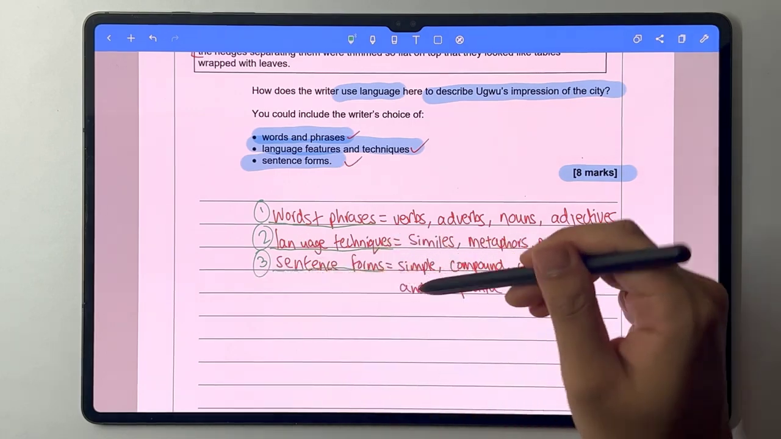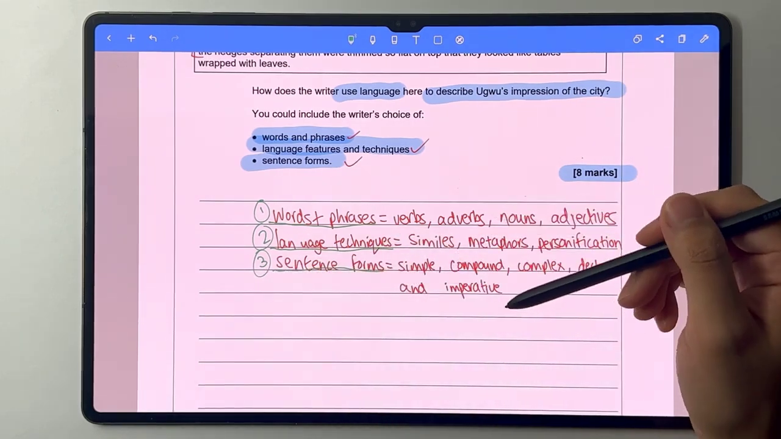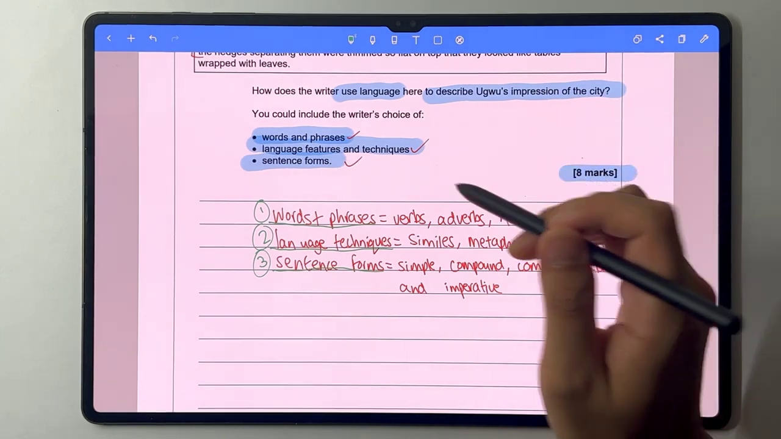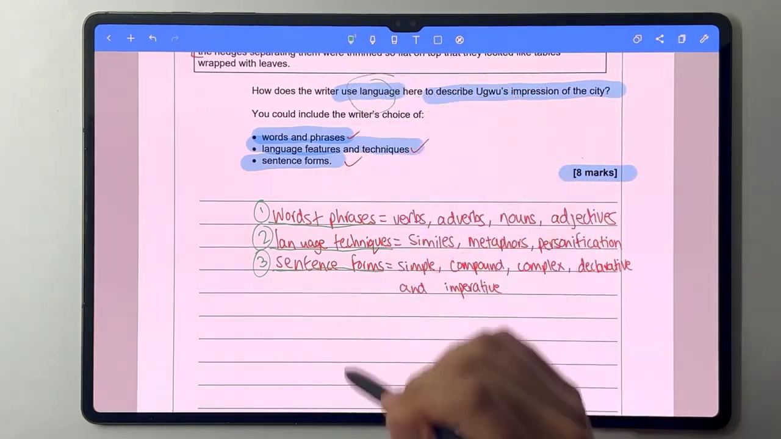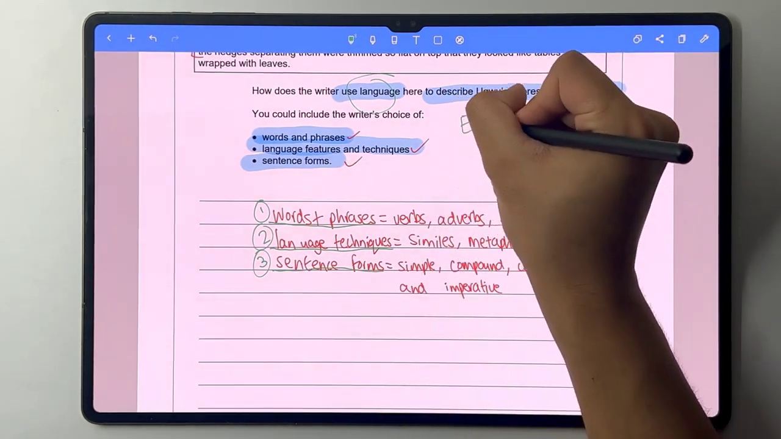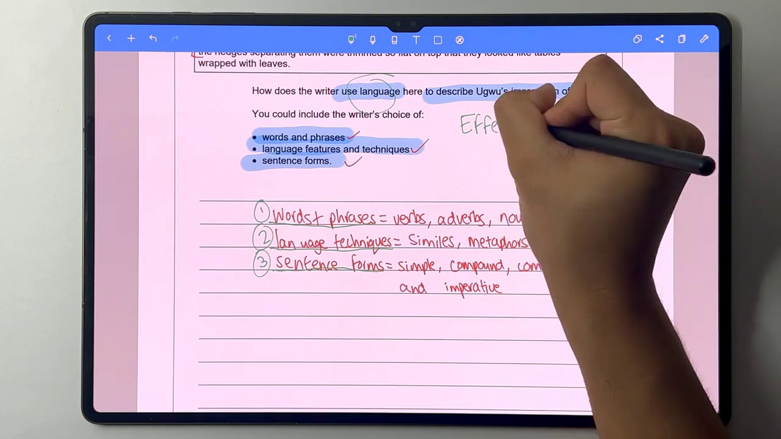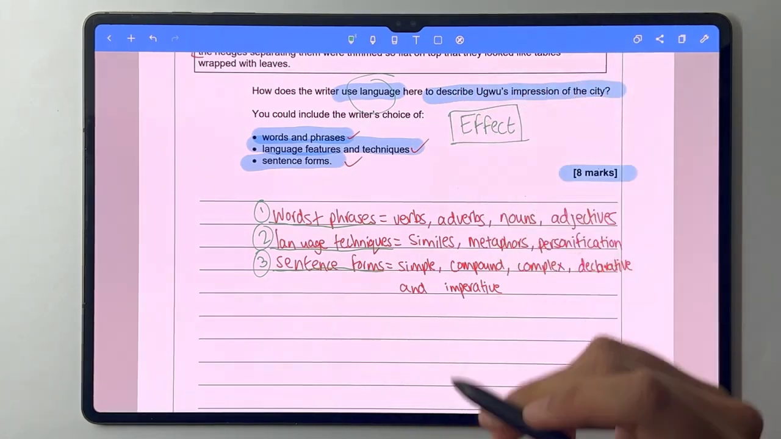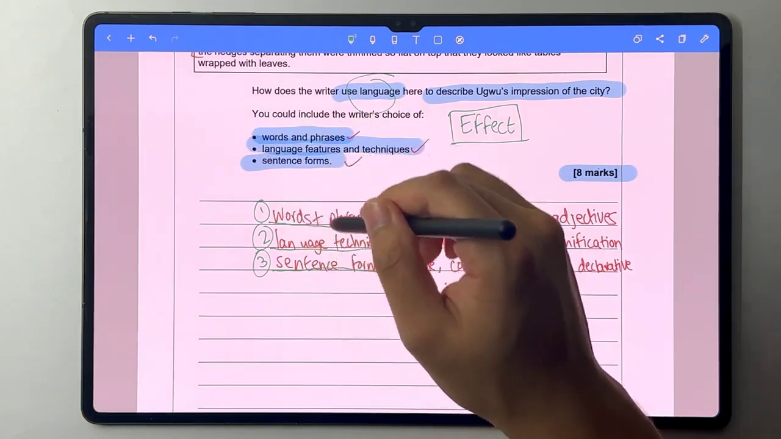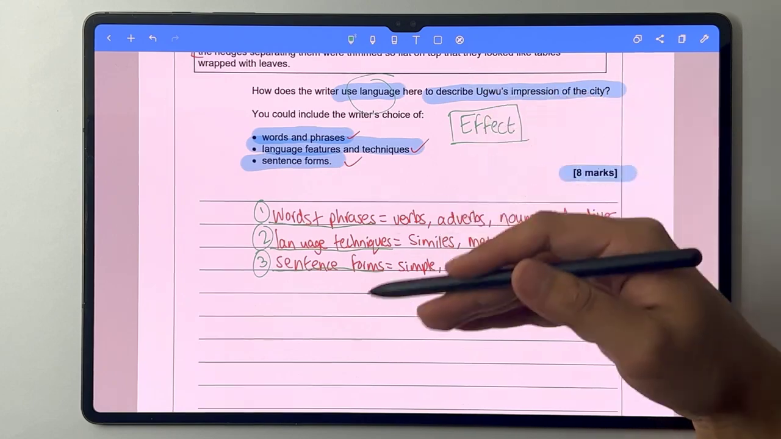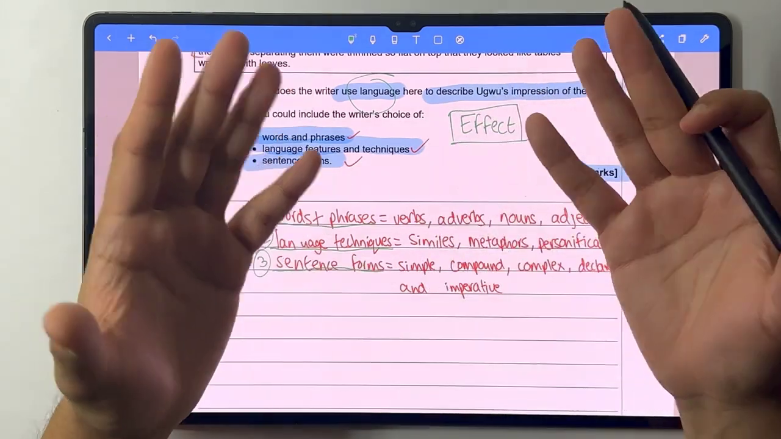If you find examples of a short simple sentence or compound sentence, then for sure you need to explain the impact. And as this question is on language, you need to focus on the effect. I've mentioned this before when we looked at language paper 2. Focus on the effect. So what is the impact of using language? So through words and phrases, through language techniques and sentence forms, what is the effect? What is the impact? How does it make the reader feel?